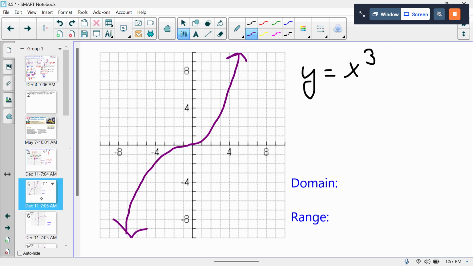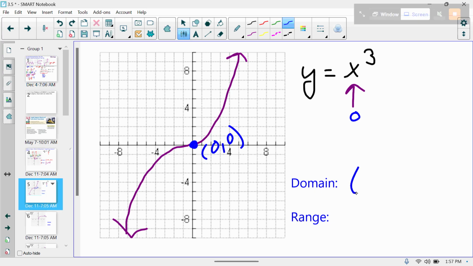What if we did x to the power of 3 instead? Well, you can still plug in anything you want. You can do a negative number to the 3rd power, positive, 0, okay? Notice if you do plug in 0, 0 to the 3rd is 0. Both graphs we looked at so far had the point 0, 0. Once again, the domain is going to be negative infinity to infinity. There's no restrictions on x.